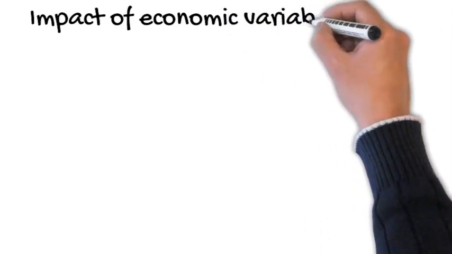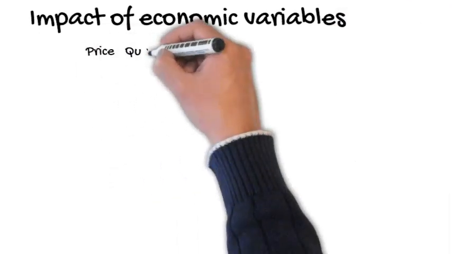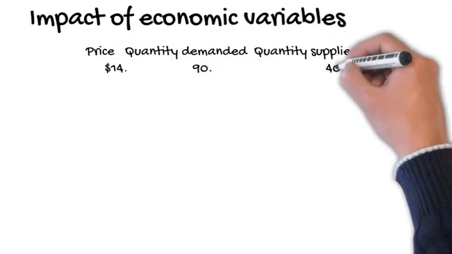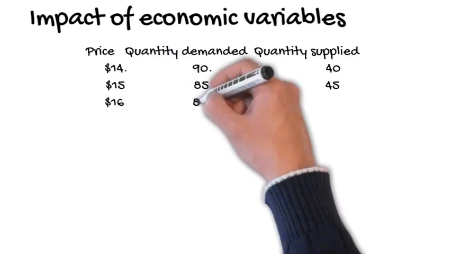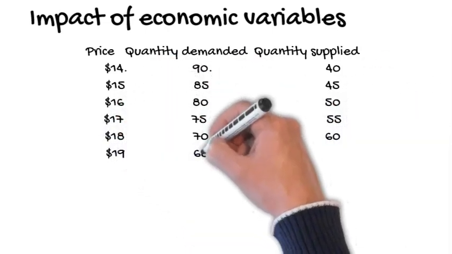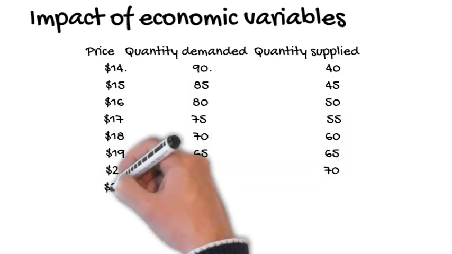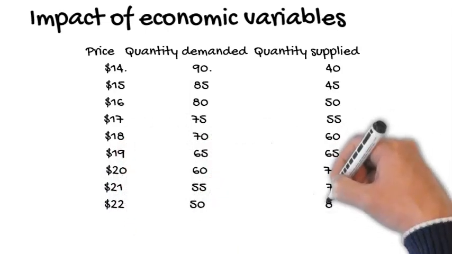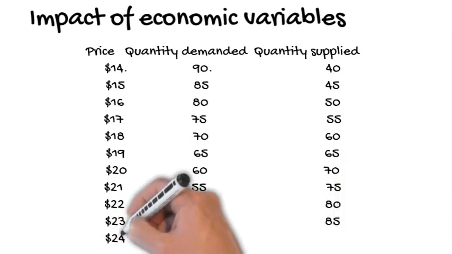Let's start with the impact on economic variables. So here we've got the chart that tells us how demand and supply act regarding the price. You can see it starts at $14 to $24, and the quantity demanded can be either increasing or decreasing, such as the quantity supplied.